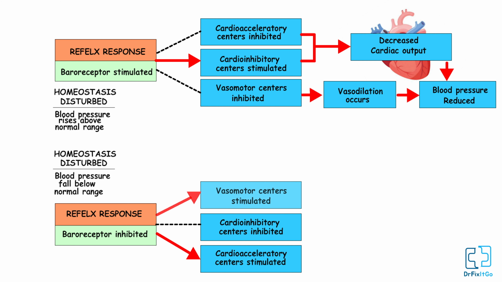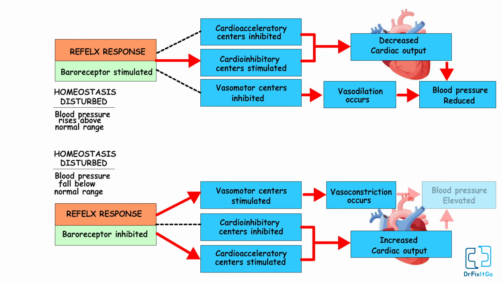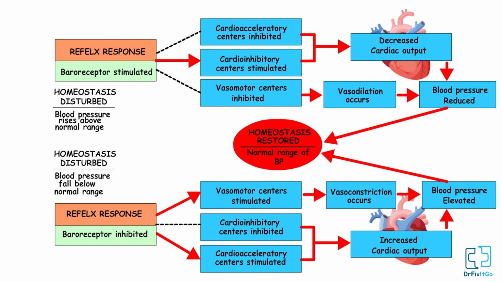Vasomotor centers are stimulated, causing vasoconstriction. Cardiac output increases, elevating blood pressure. This reflex helps maintain homeostasis. Arterial baroreceptor reflex's role in hemorrhage.